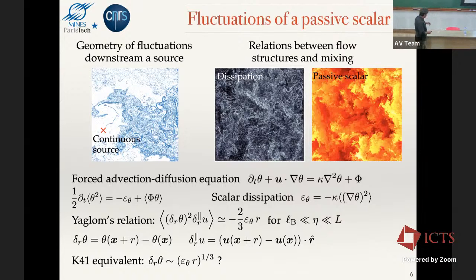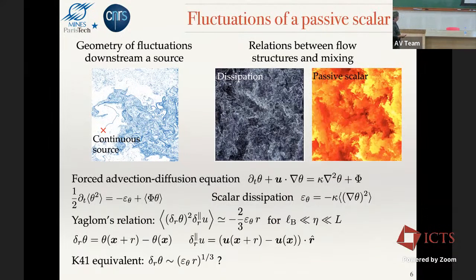So now we can work a bit more with this equation, and like in the case of Navier-Stokes, we can look at 2-point things. We compute this equation at point x, multiply it by theta at point x plus r, and add to it the same equation computed at x plus r, multiplied by theta at point x. So the same trick as the Karman-Howarth equation for Navier-Stokes.